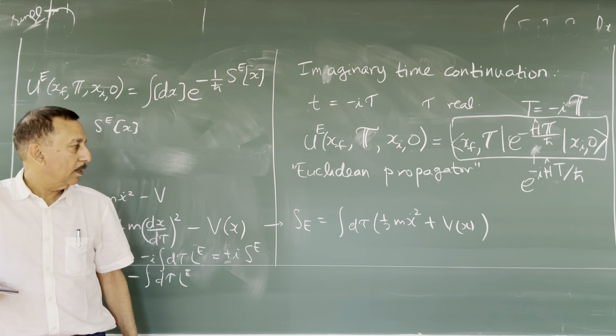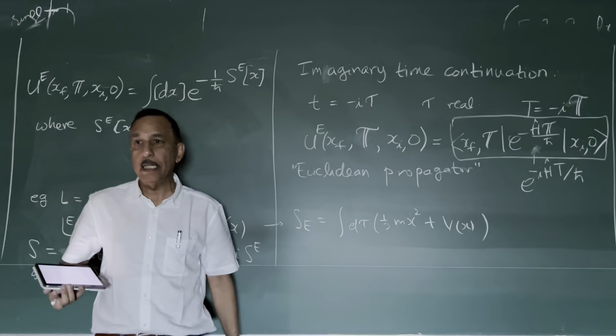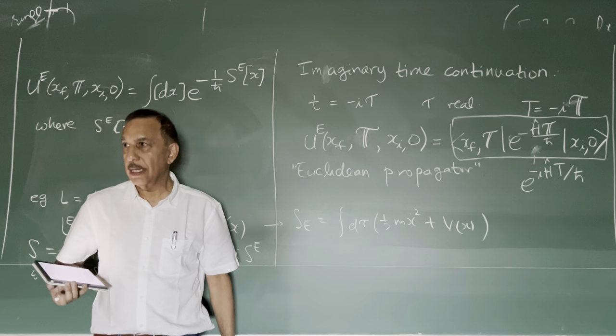But we shouldn't think of it as a Hamiltonian because it depends on x dot, while a Hamiltonian technically should depend on p.